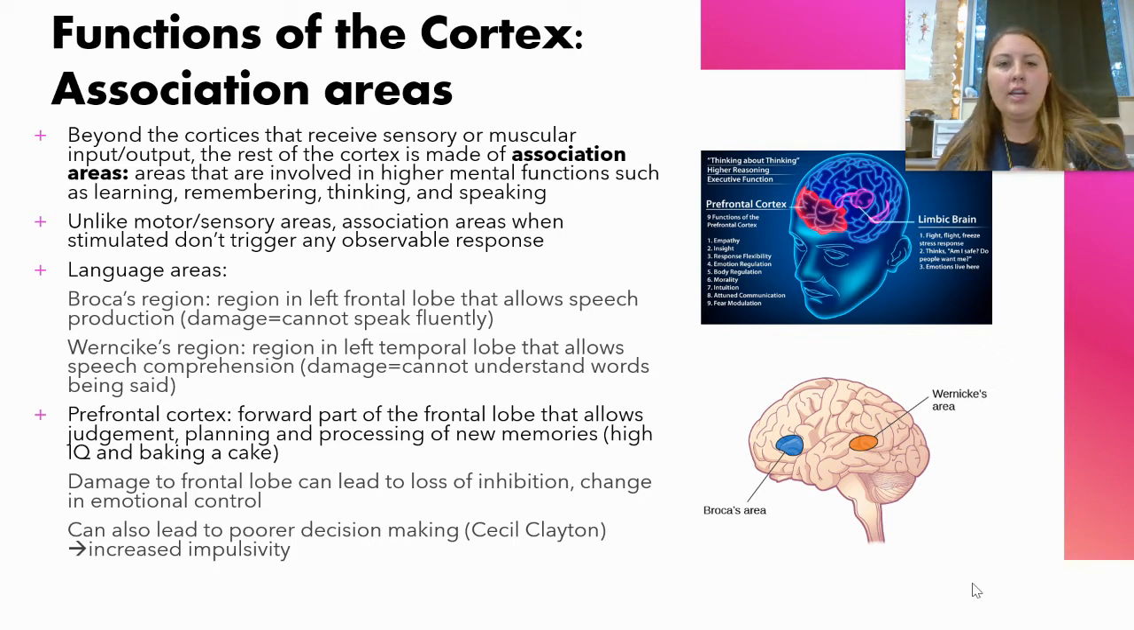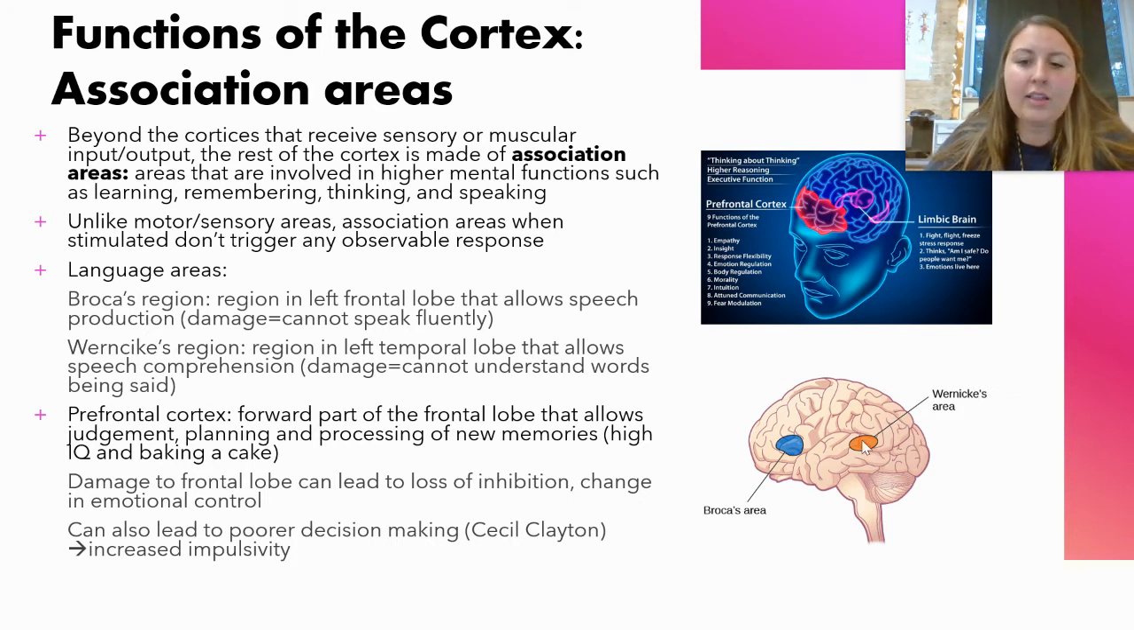So some association areas that we've been able to point out have been the Broca's region. Now, the Broca's region is in our left frontal lobe, and we have found that this area allows people to speak fluently. So the fact that I'm able to put together a sentence coherently is due to the Broca's region in part. Now, let's say I had damage to my Broca's region. That would be called Broca's aphasia. And that would result in me not being able to communicate clearly in the sense that my speech might be broken. My sentences might not be complete or coherent.